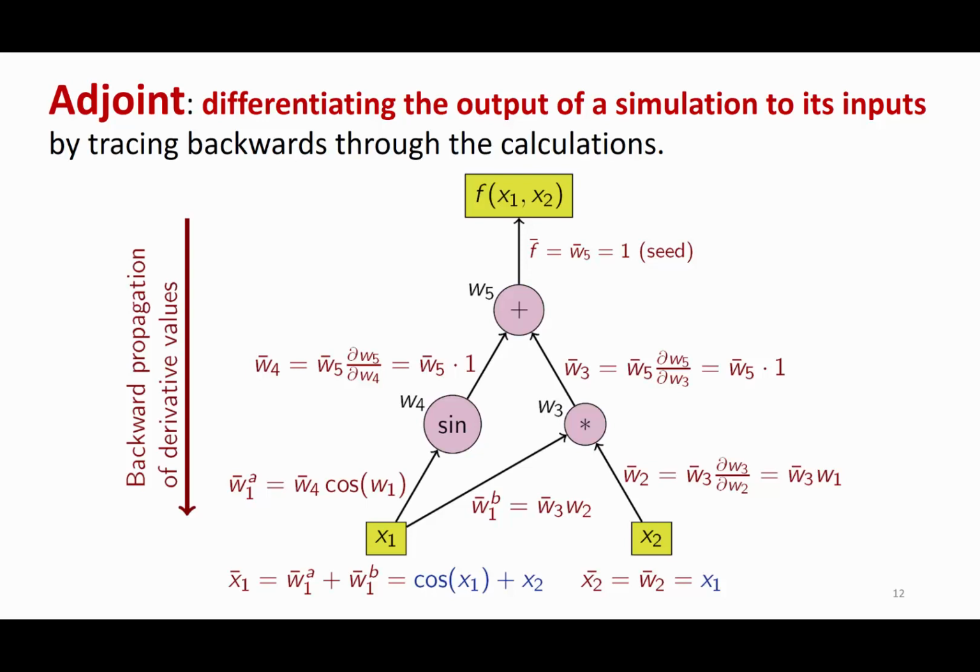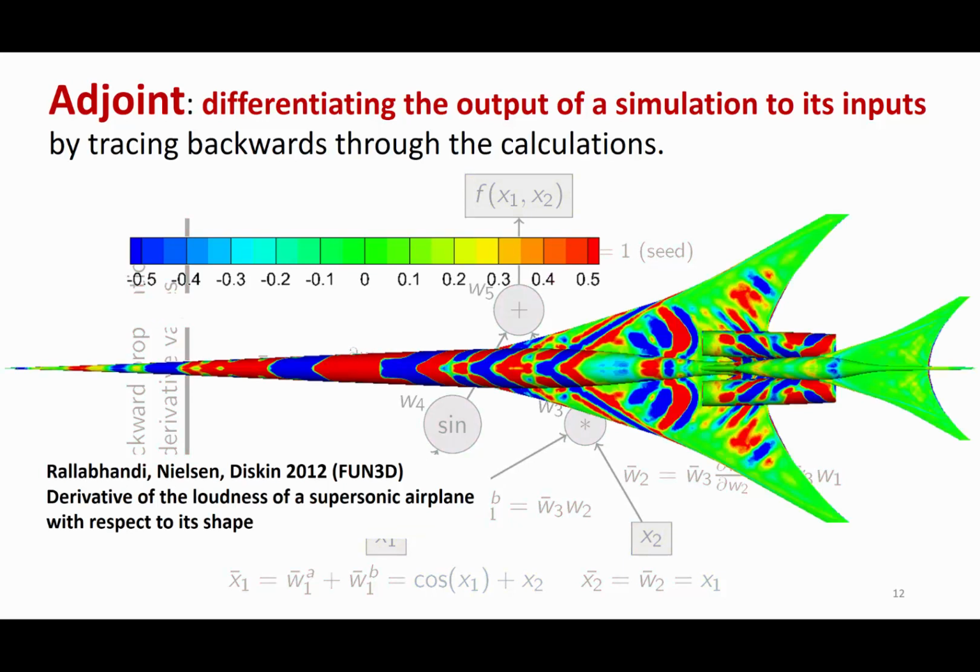And you can imagine my inputs can be something like this. This is a study NASA has done. And the inputs in this case is the entire shape of a supersonic airplane. The output is how loud this airplane sounds when you're on the ground. The simulation is pretty complex.